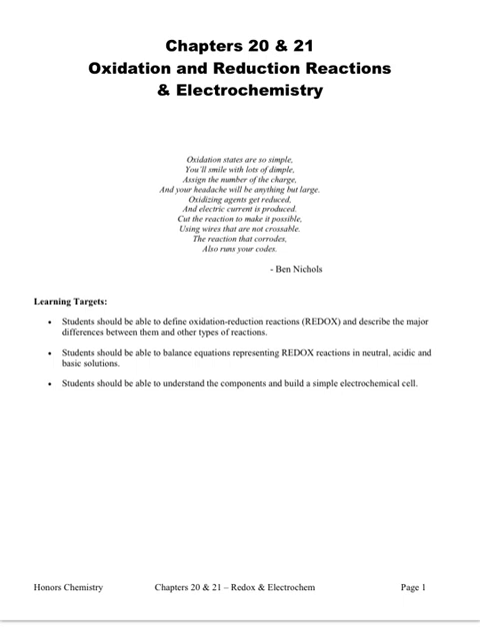Hi everybody, today we're going to talk about chapters 20 and 21. We're going to do a little bit of each of the chapters. Chapter 20 talks about oxidation and reduction reactions, and then 21 talks about electrochemistry, which involves oxidation and reduction reactions. So as usual, you have your poem and then the learning targets on the first page. Let's go to the next page.